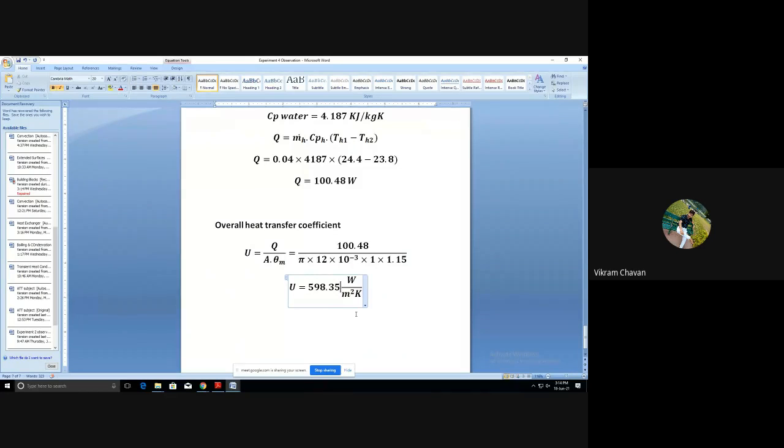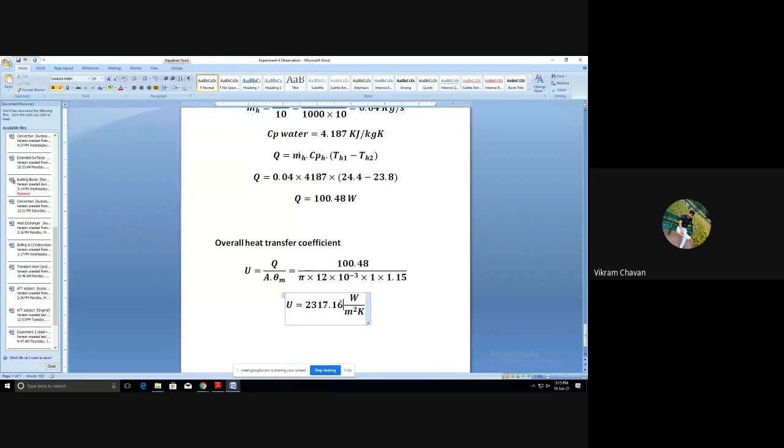2317.66. Great. So in this manner, we have calculated, and the final results you have to write. I will check the results. How to write the results?